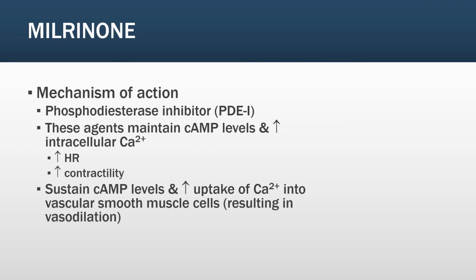Milrinone is a phosphodiesterase inhibitor. PDE is an enzyme that breaks down cyclic AMP. As these cAMP levels are maintained, there is an increase in intracellular calcium, which causes increased contractility and heart rate in the cardiac cells. The effect of sustained cyclic AMP levels in the smooth muscles of the vasculature cause vasodilation.